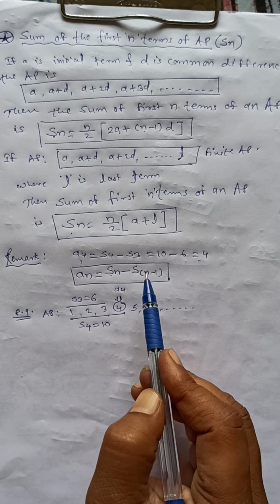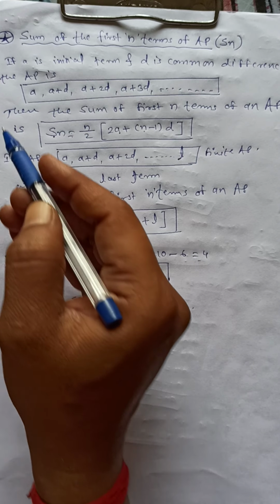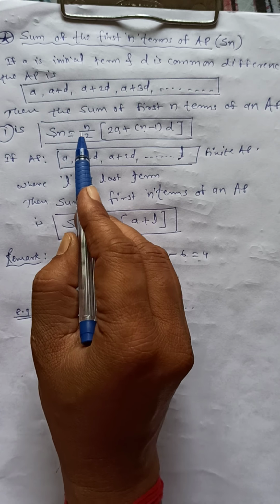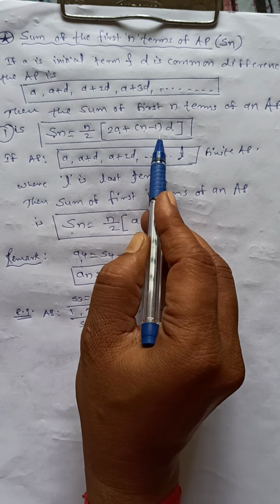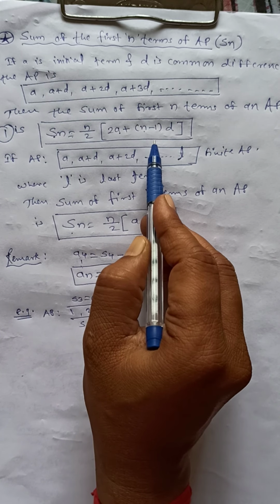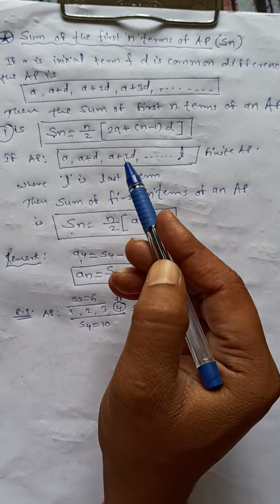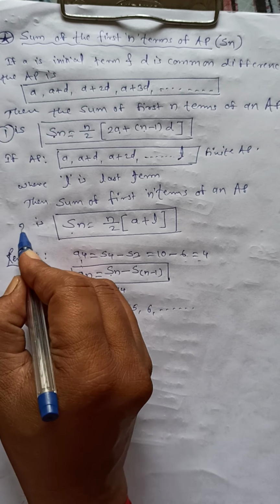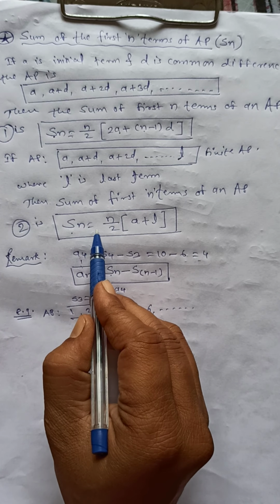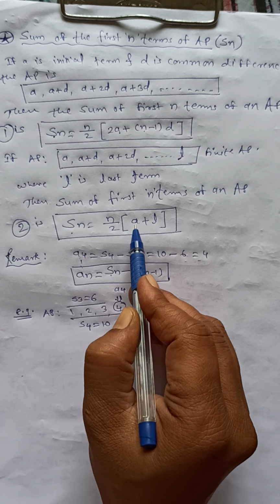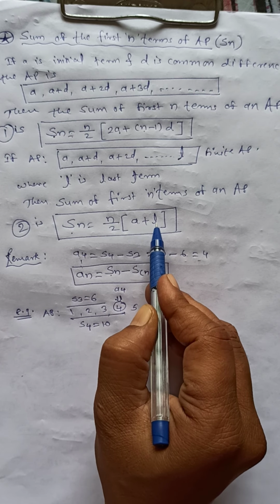These three formulas are very important. The first one: Sn is the sum of the first n terms, Sn is equal to n by 2 times (2a plus (n minus 1) into d). You have to remember this formula. If you know the first term and the last term and you have to calculate the sum of the first n terms, then use the second formula: Sn is equal to n by 2 times (a plus l), the first term plus the last term.